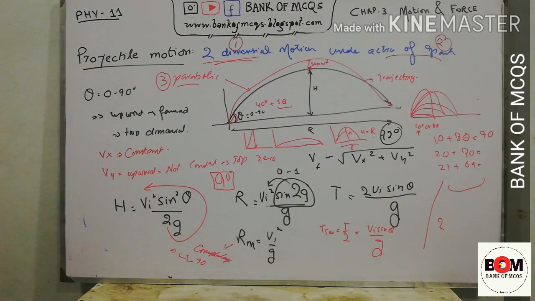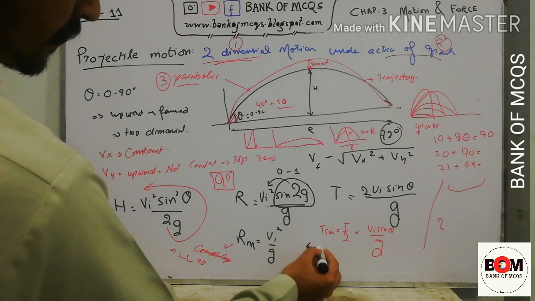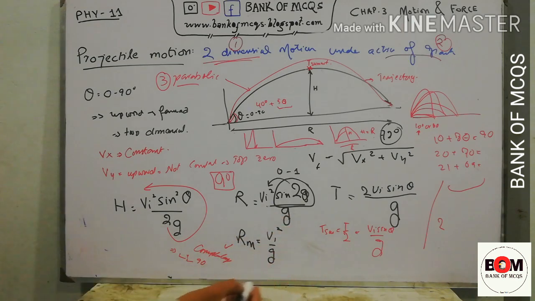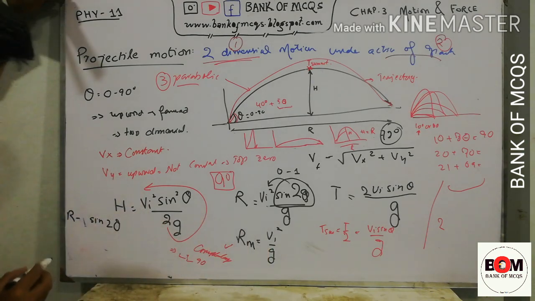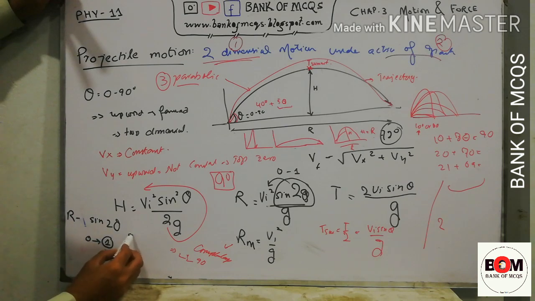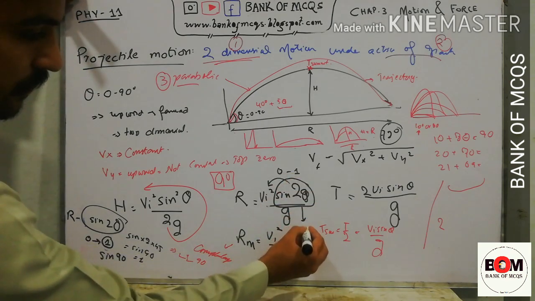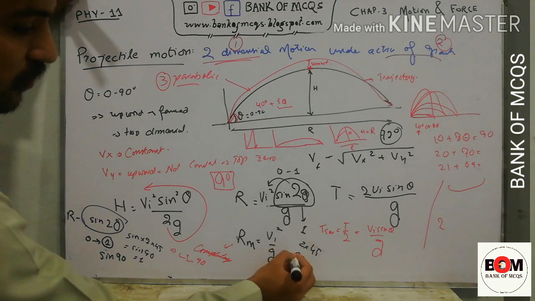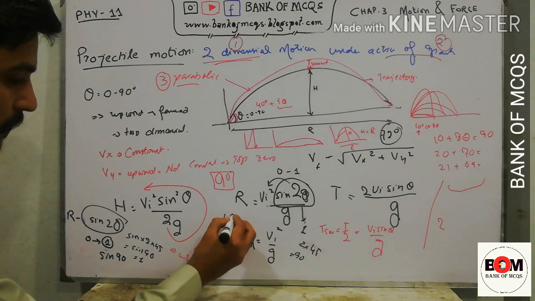Now, the maximum range. Range is maximum at what? It is maximum at 45 degree. Why? How is range maximum at 45 degree? Because we know that the angle used in this is sine 2 theta. Sine value starts from 0 and reaches 1. The maximum value of sine is 1, and that is accomplished only at sine 90. So if we put 45, sine 2 multiplied by 45 is equal to sine 90, and sine 90 is equal to 1. So R is maximum at 45 degree.